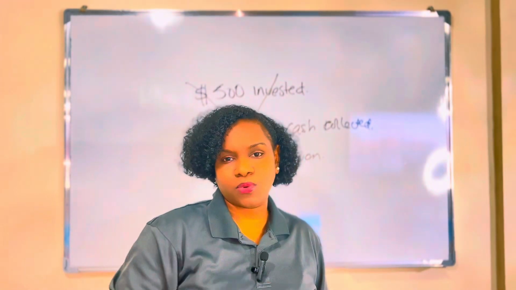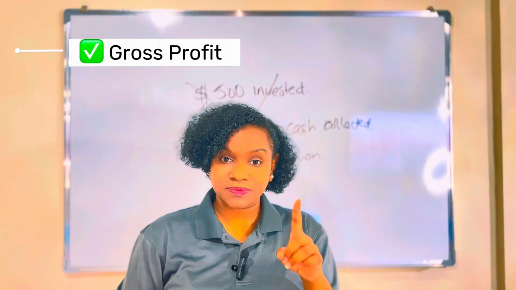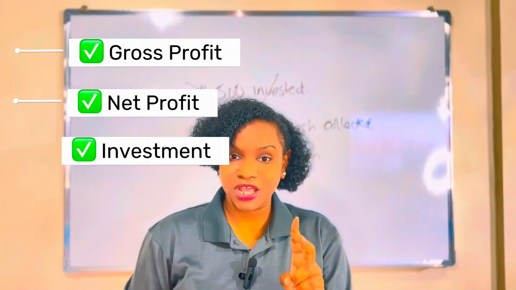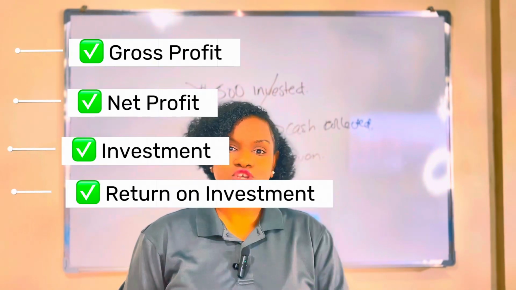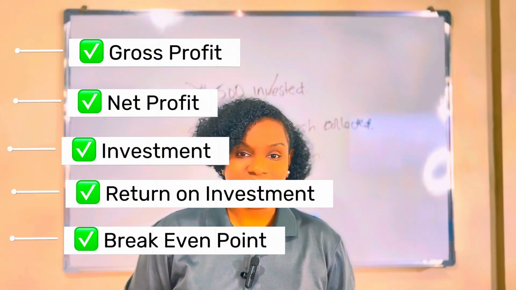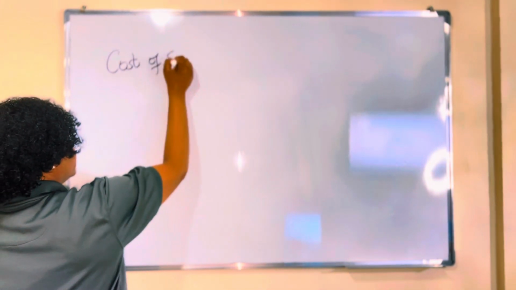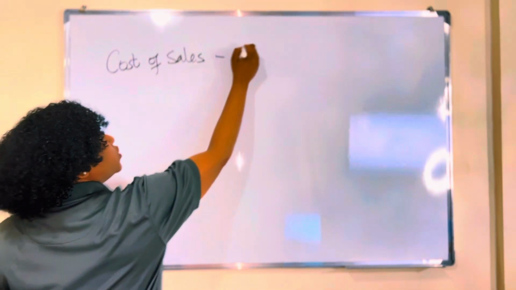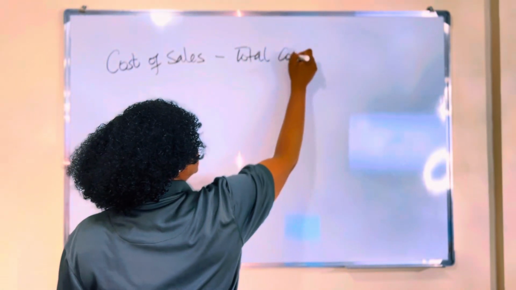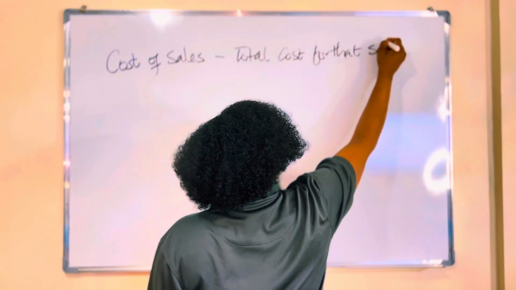Before we even get to that point, let us now calculate gross profit, net profit. What is your investment? Your return on your investment, and your breaking even point. Follow me, we are about to find out. We are going to calculate your cost of sales. Your cost of sales is the total cost for that sale.